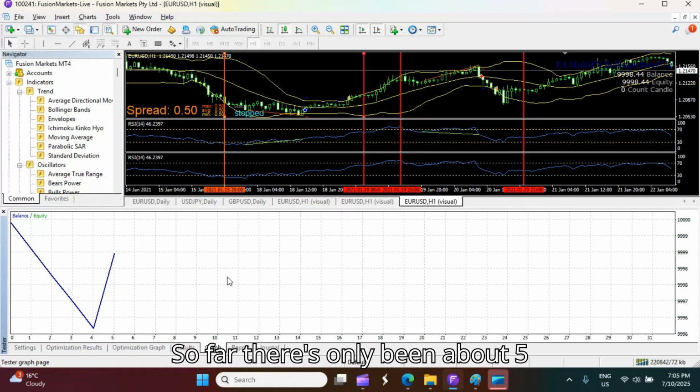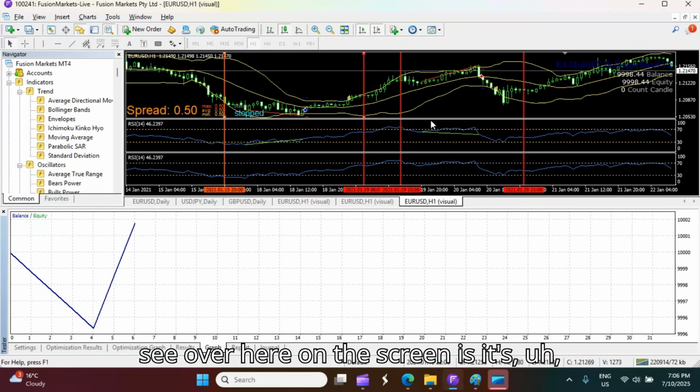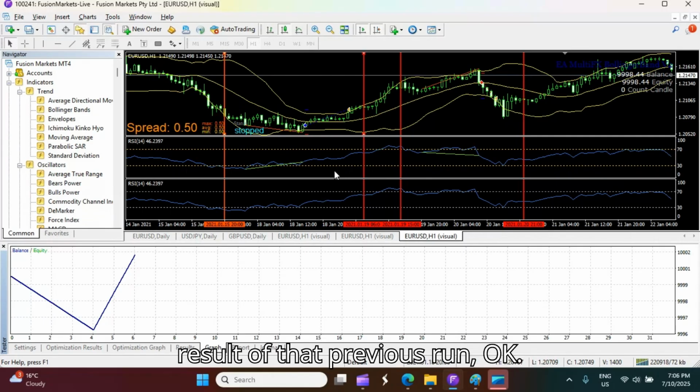So far, there's only been about 5 trades. Okay, so whilst the bot is running in the background, what we're going to see over here on the screen is a previous run. So this is the result of that previous run.